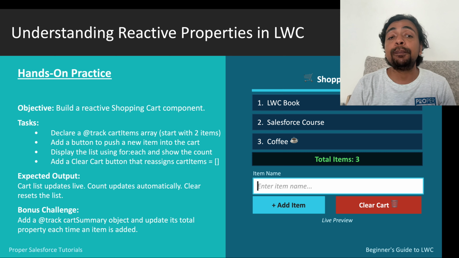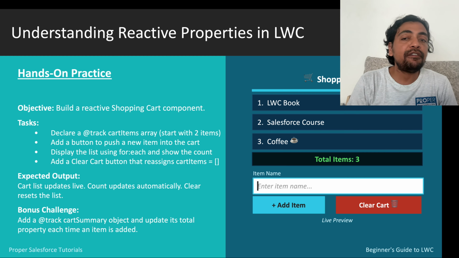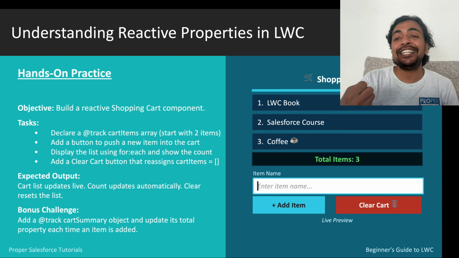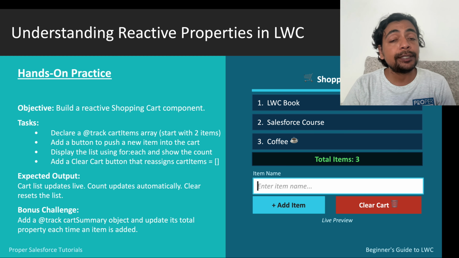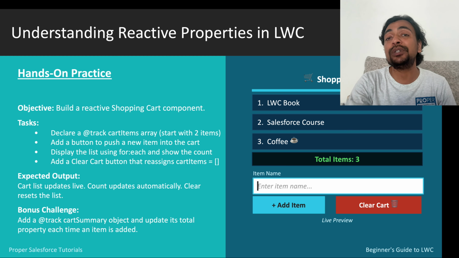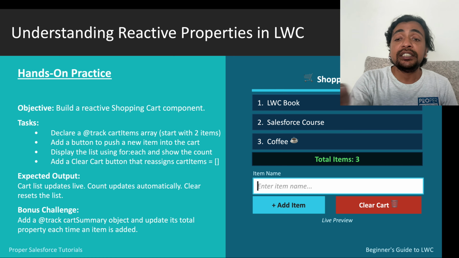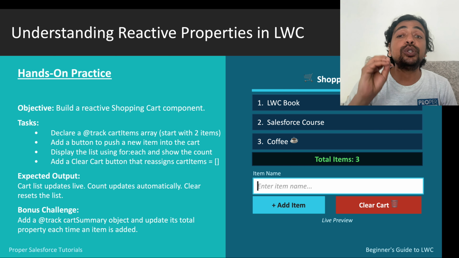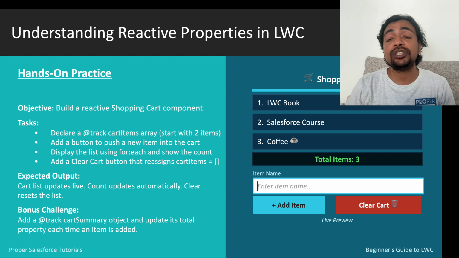The objective is to build a reactive shopping cart component. So we will have a cart item type of variable where we are going to store information about the item name along with the item price. Here we are not showing any price, so there will be two text fields. One will deal with item name, one will deal with item price. The user can enter item name and price and click on add item. The above shopping cart section will show those items over there. We will not only do that, we will also update the total items and the total price over here. Clear cart will remove all those values.